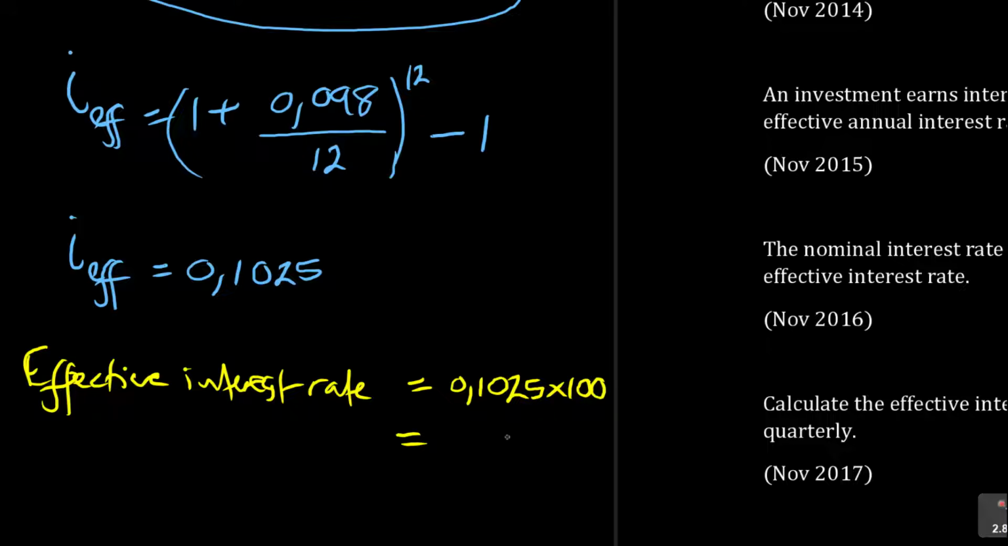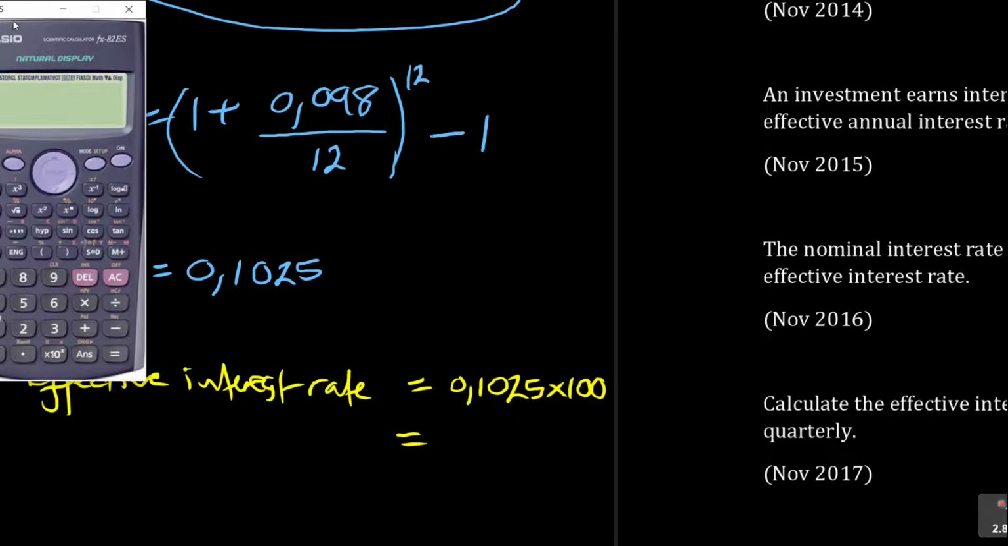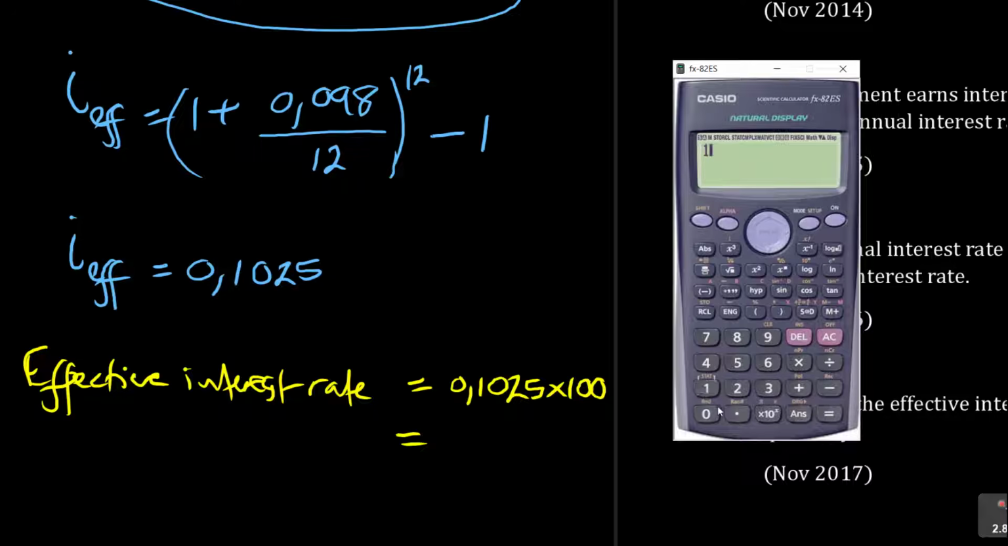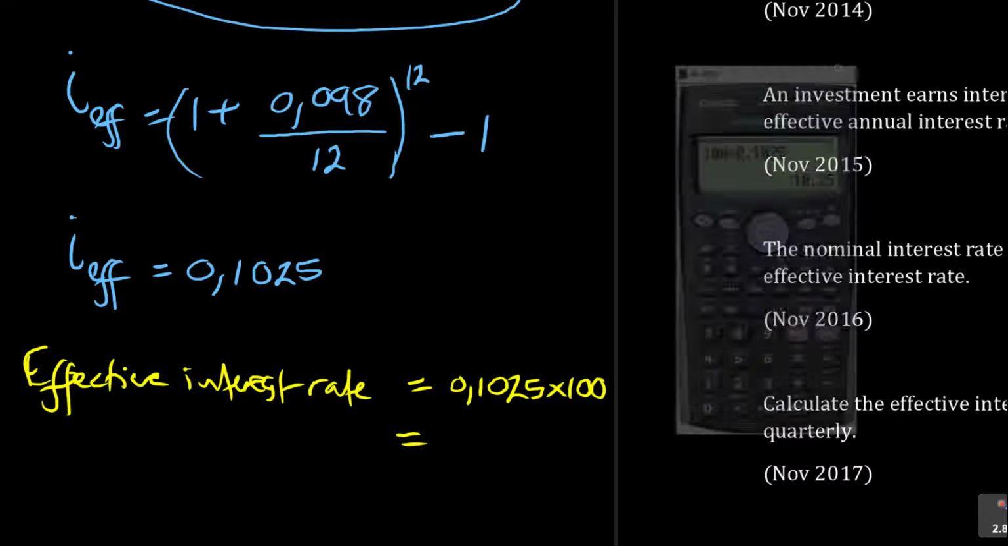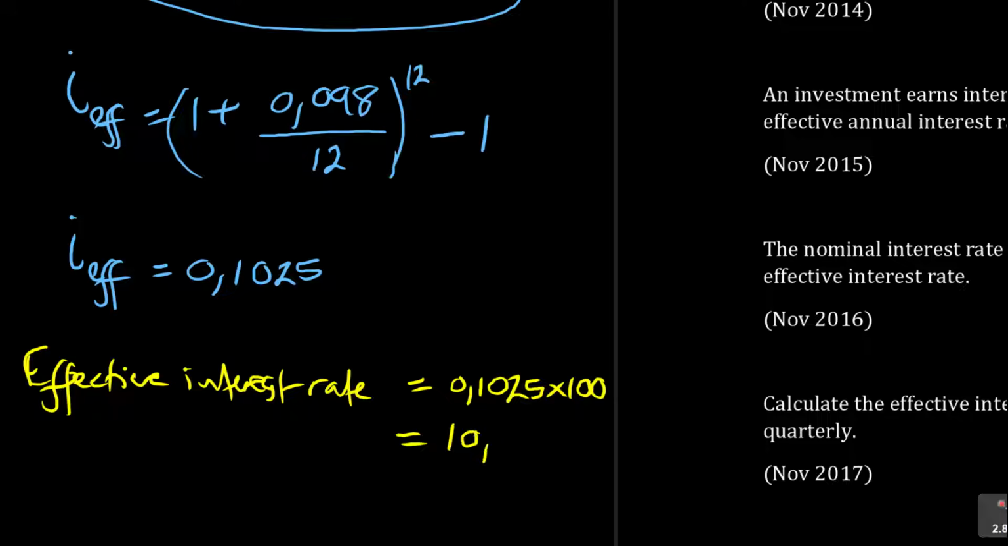And if you take your calculator to multiply this by 100, it is then going to give you 10.25. So 100 times 0.1025. Remember, I was emphasizing you leave your answer in 4 decimal places, so that now you can have those 2 decimal places. So it's 10.25. But what is this? This is now a percentage. This is the effective interest rate.